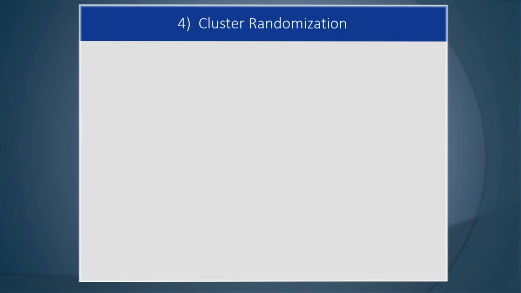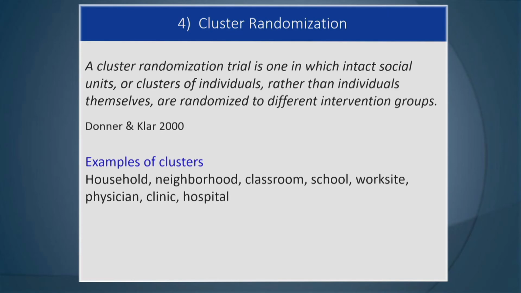Okay, so now we did the stratified randomization. Let's talk about cluster randomization. There's nothing very deep about cluster randomization. The only difference is, instead of randomizing a person, you randomize a group. For example, they call it social units, a cluster of individuals. So a cluster randomization trial is one in which intact social units or clusters of individuals, rather than individuals themselves, are randomized to different intervention groups.